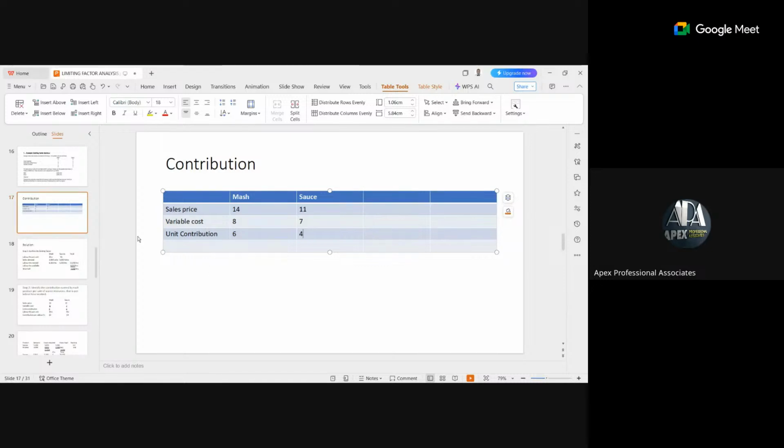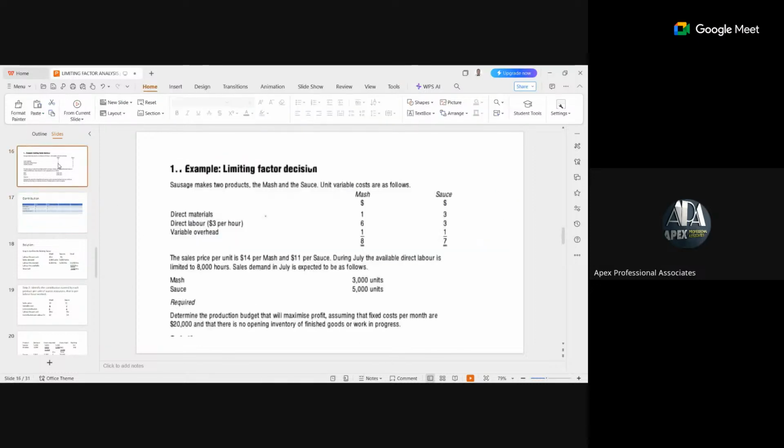Now, the question is, are we to rank using the unit contribution? The answer is no. We are not to rank using this unit contribution. We need to go further to determine the contribution per limiting factor. So how are we going to go about this? We need to determine our labor hours per unit, which I've explained.